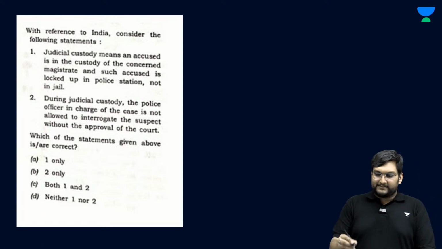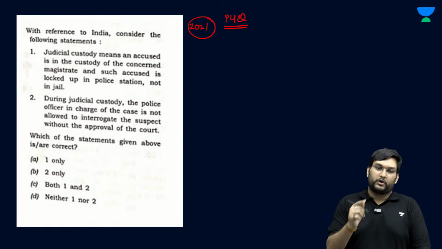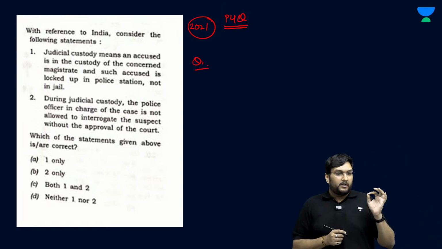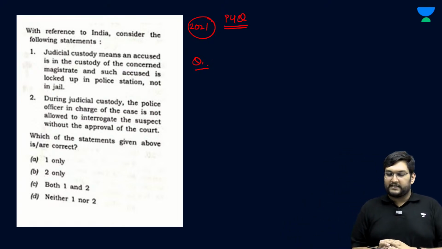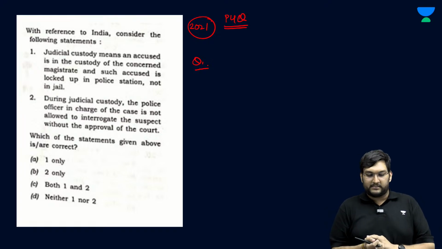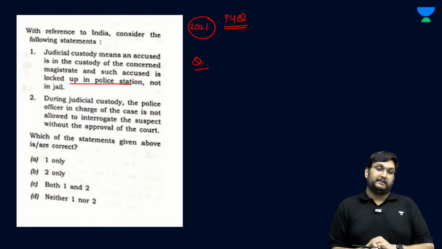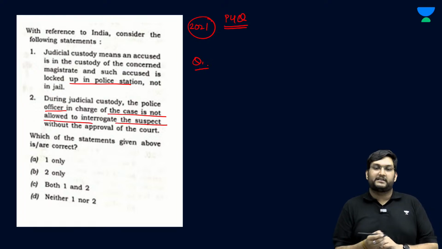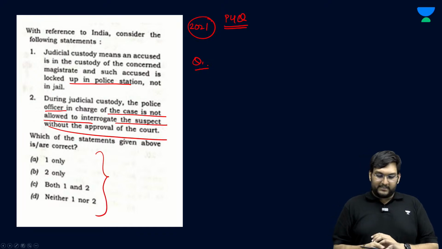See, this is a 2021 previous year question. You are going to give me the answer to this question in the chat box. With reference to India, consider the following statements. Judicial custody means an accused is in custody of the concerned magistrate and such accused is locked up in a police station, not in jail. During judicial custody, the police officer in charge of the case is not allowed to interrogate the suspect without the approval of the court. Which of the statements are correct?